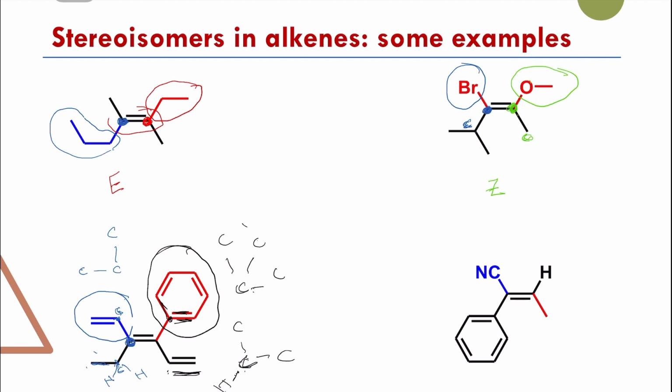So now the two groups which have been given the priority are on the same side, so it's a Z.